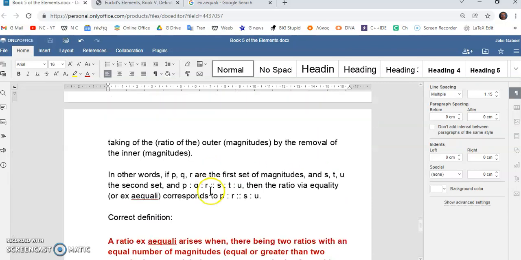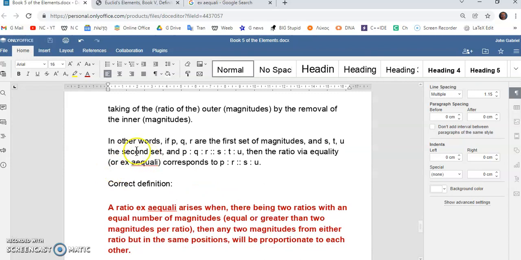So what does it say? Heath thinks that it says, in other words, if P, Q, and R are the first set of magnitudes, the ratio P, Q, R, and the second ratio is S, T, U, then the ratio via equality, it's not via equality, it's via proportion, by the way, says that P and R is in proportion to S and U. And even more than that, we can say that Q and R is in proportion to T and U. Any one of these combinations will do. We can say R over P is in proportion to U over S. So these ratios must be in proportion.